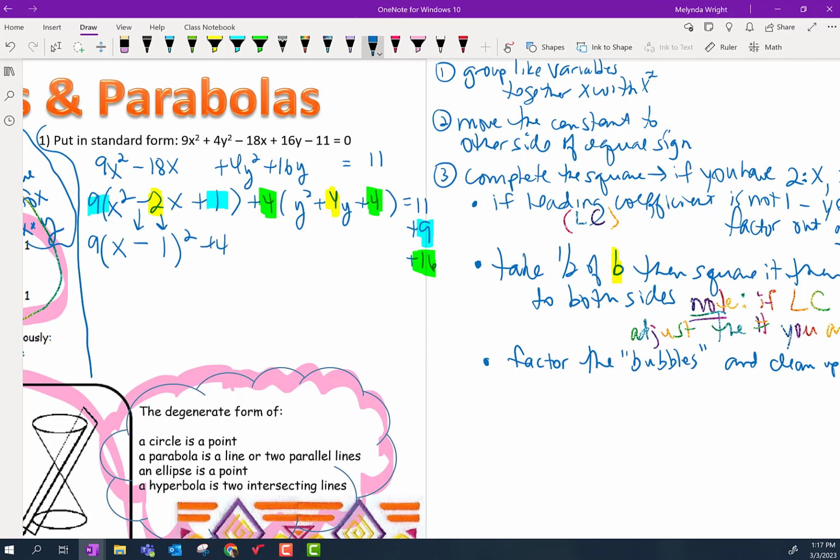Plus 4 times. Okay? Got my y. So half of 4 is 2. And now I'm just going to add up all those numbers. 11 and 9 is 20. 20 plus 16 is 36. And this is what I have so far.